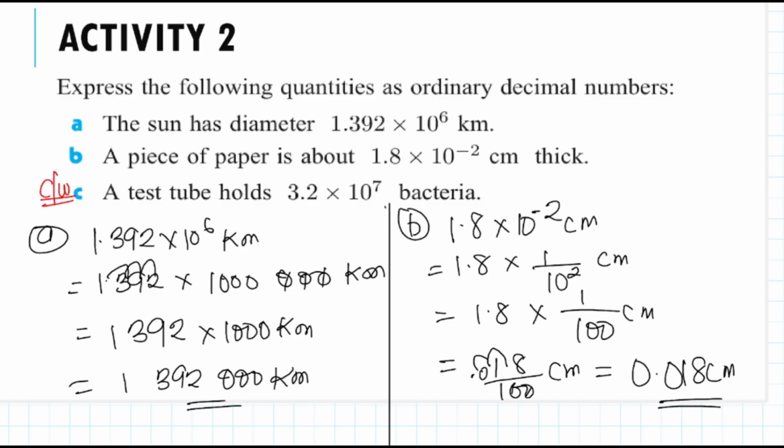Hope you are following. Take C, pause the video and take C as your classwork. Okay, so welcome back. So your answer should be equal to 32 million, right? 32 million. Okay, and you mark it and give yourself 2 marks.